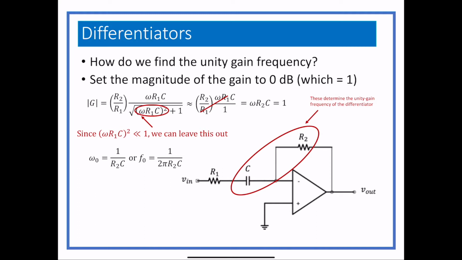It is actually possible to make a differentiator without R1. It is possible to make an integrator without R2. All it means is that as the frequency goes really high or really low, the gain just increases and increases forever, which causes instability. So that's why we put the other resistor in there.